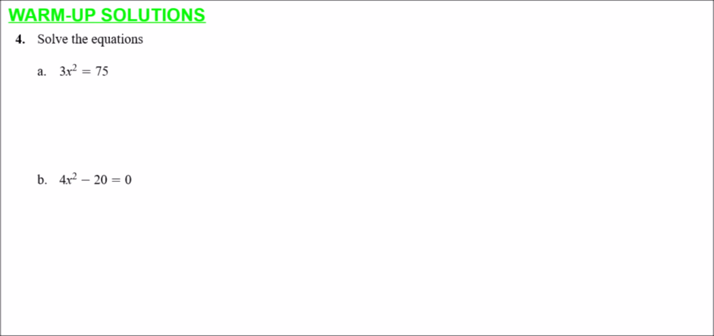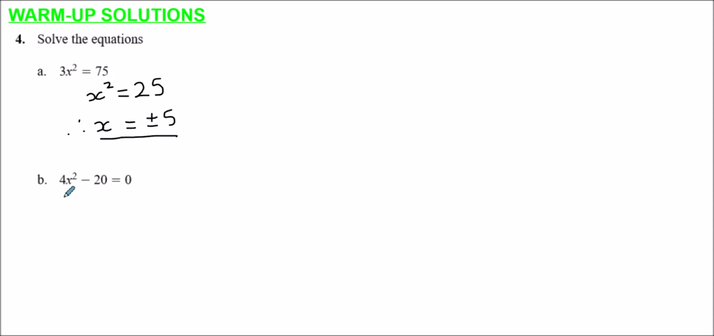And finally, for the warm-up, question 4, we need to solve the equation 3x squared equals 75 for part A. So for part A, what we can do is divide both sides of this by 3. And so when we do that, we're going to get that x squared equals 25. We can then square root both sides, so therefore we have that x equals plus or minus 5, either positive or negative 5, so 2 solutions to this one.